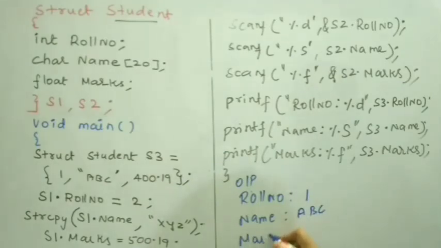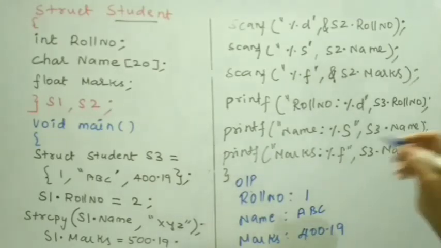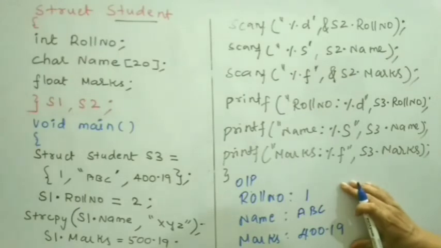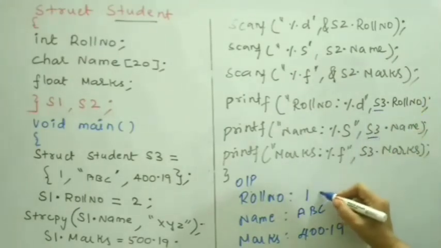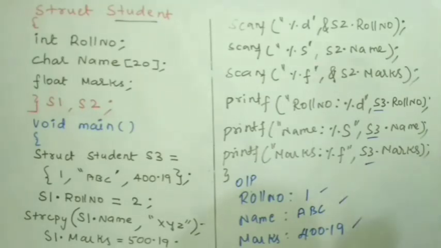While printing marks, it prints the value 400.19. So the output of my program will be the values of the structure variable s3. The values are roll number, name and marks.